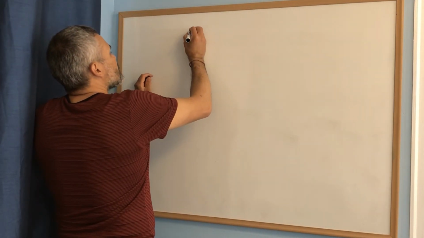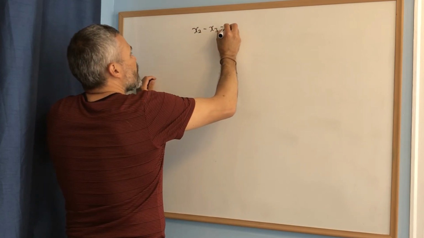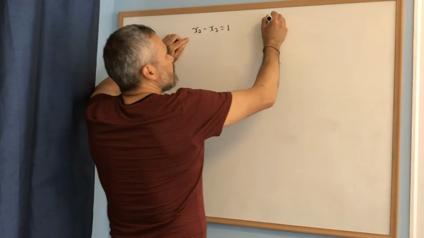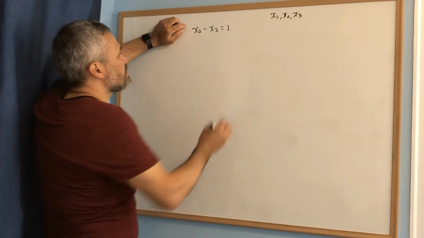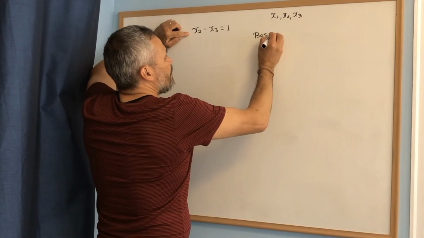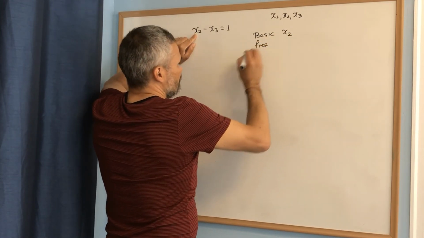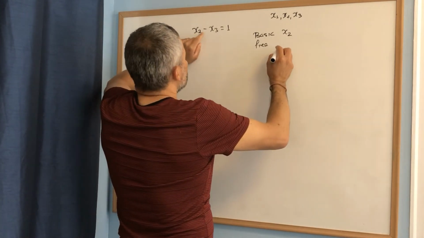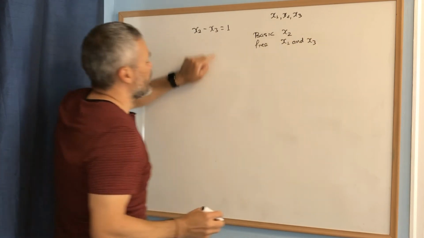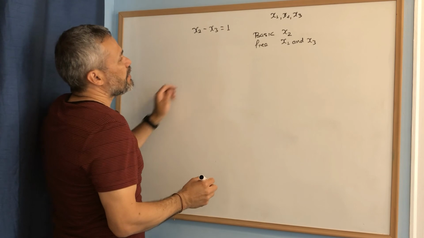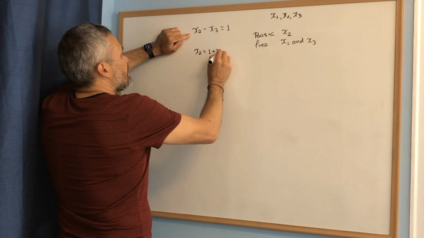We have an equation like x2 minus x3 equal 1. Let's suppose that we are considering x1, x2, and x3. Then in this case, what are the basic variables? The only basic variable is x2. And what are the free variables? In this case, the free variables are x1 and x3. Then we have to write the basic in terms of the free. Then we write x2 equal 1 plus x3.